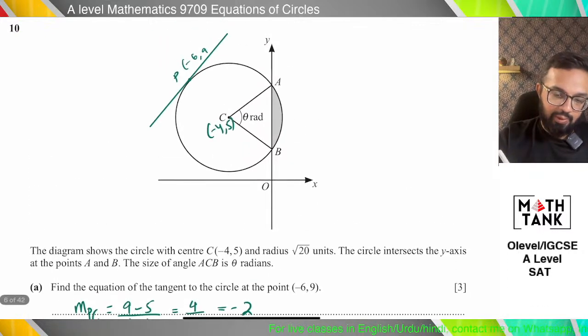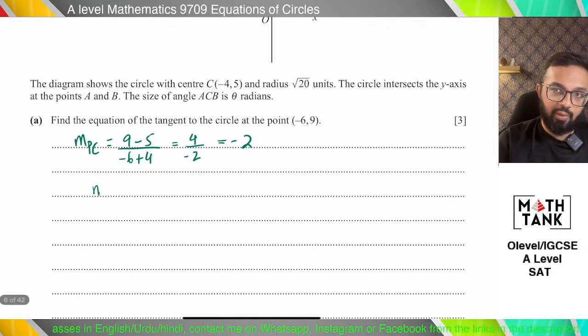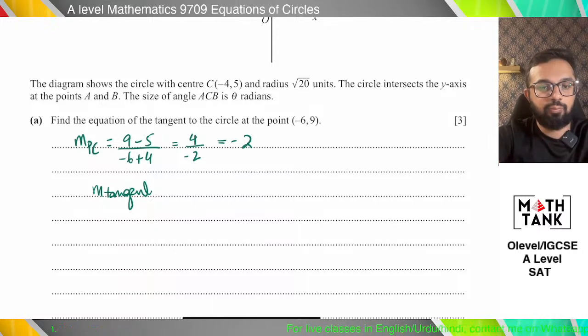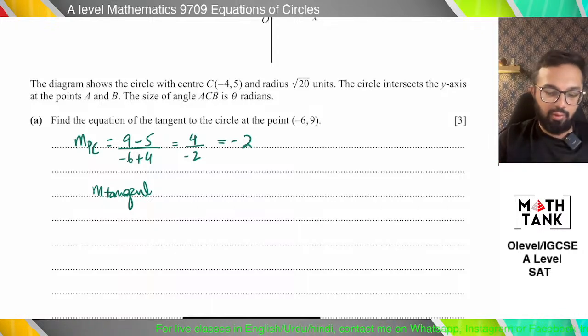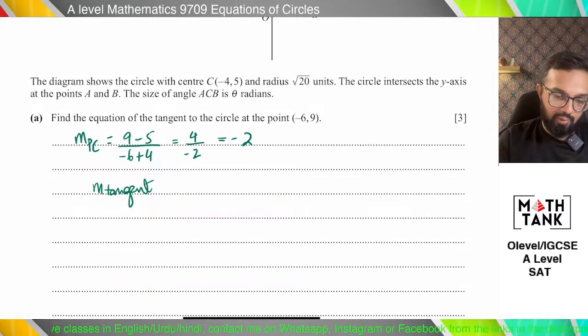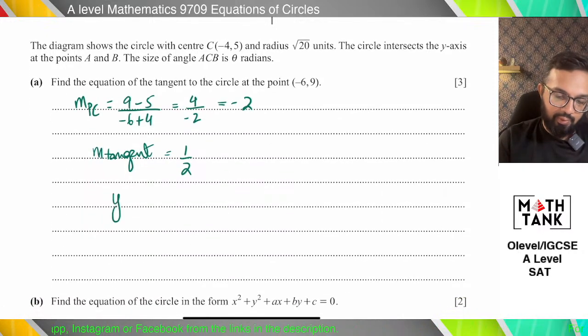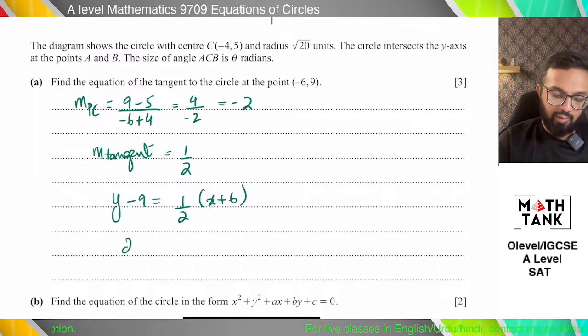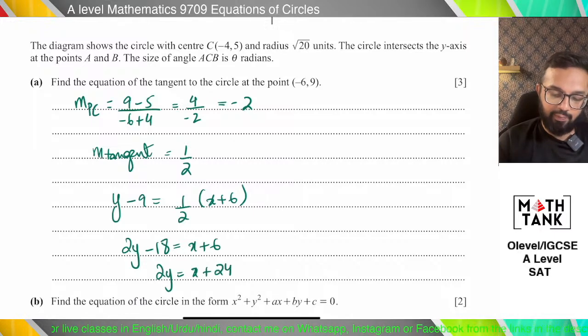Minus 2. That's the gradient of PC. So the gradient of the tangent will be half. y minus y1 equals m times x minus x1. 2y minus 18 equals x plus 6. 2y equals x plus 24.